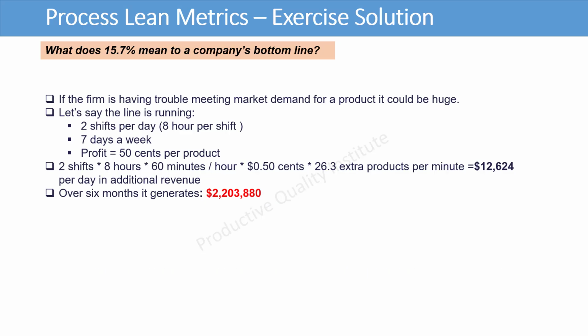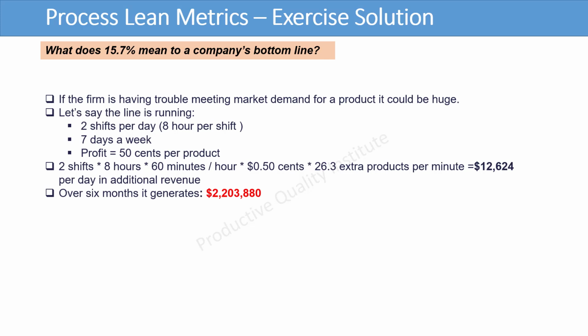What does 15.7% mean to a company's bottom line? If the firm is having trouble meeting market demand for a product, it could be huge. Let's say the line is running 2 shifts per day, 8 hours per shift, 7 days a week, and the profit is equal to 50 cents per product.